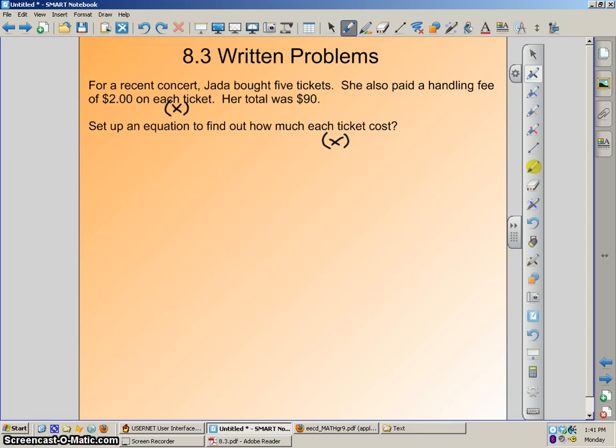So we don't know the cost of the ticket. We do know that she bought 5 tickets, so whatever the cost of the ticket is, she's going to be timesing that by 5. So you might think, 5x plus she's got a handling fee of $2 on each ticket. Now, if it were a $2 handling fee for all the tickets, we'd leave it like this. This would be 5 times the ticket plus that extra $2.